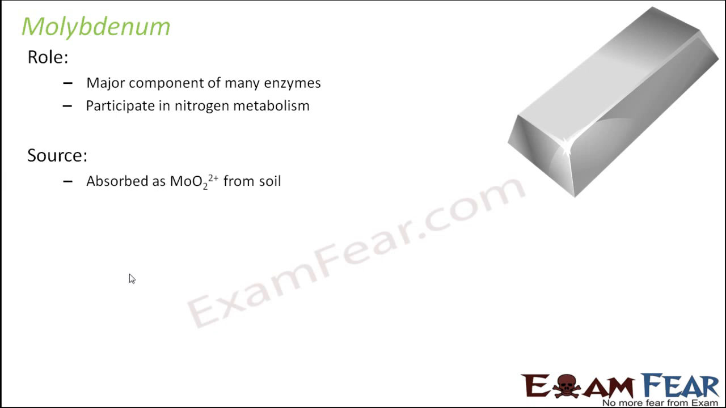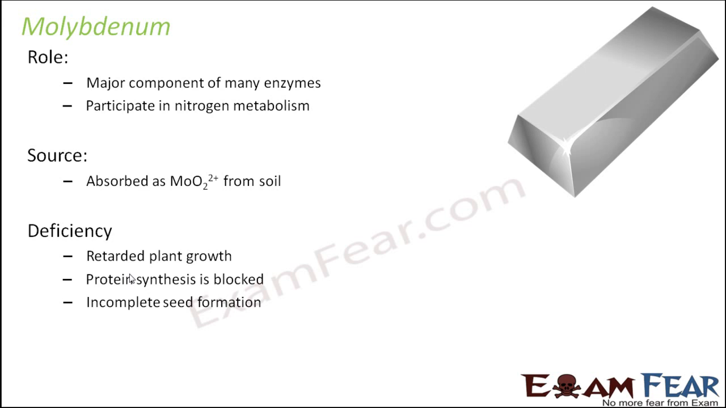Source of molybdenum: it is absorbed as MoO2 from the soil. Deficiency of molybdenum can cause retarded plant growth. Protein synthesis is blocked. Incomplete seed formation, because these are the places where molybdenum was playing a role. So in its absence, all these aspects will get affected.